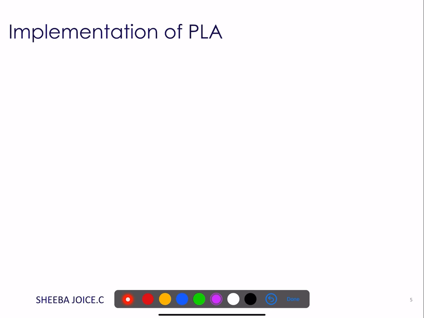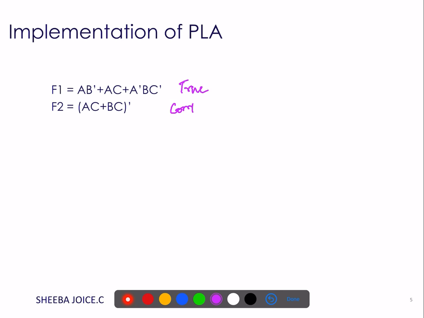Let's try to implement a programmable logic array for the expression F1 equals AB complement plus AC plus A complement BC complement. This is in the true form, which means it is not in the complement form. When you see F2 is equal to AC plus BC, the whole complement, it means F2 is in the complement form.